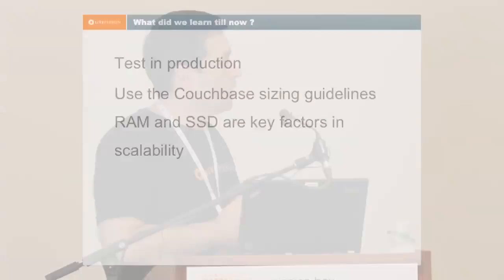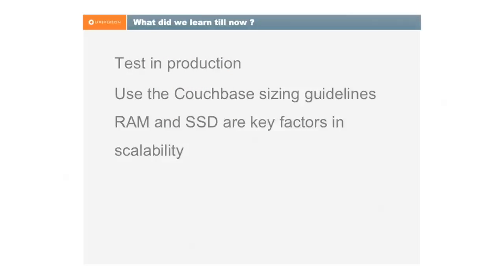So a couple of things that we learned until now, and I'm sure some of those you are familiar with. First, test in production. When we started designing the system, we had some assumptions regarding the workload and the sizing. We put things in production after a couple of months, and we found out that some of the assumptions we made weren't the right ones. It's always the difference between theory and reality. I urge you to start testing in production as soon as you can.